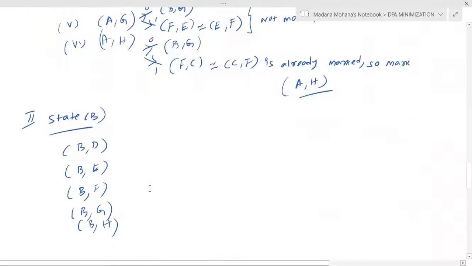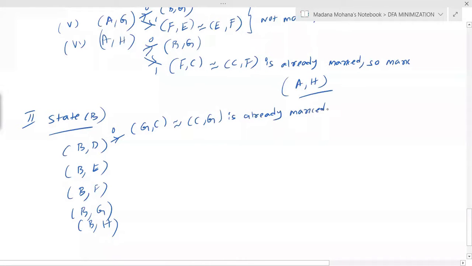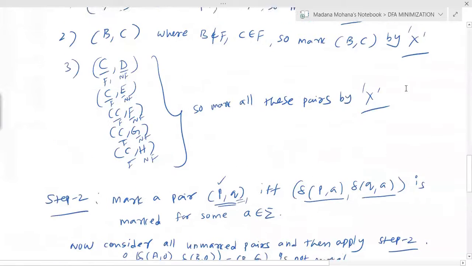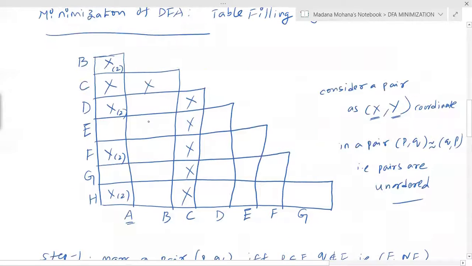Now you can find the transitions in a similar fashion. Here I am directly writing the transitions; later you can check. So BD on 0, you will get G comma C. But we don't have GC, but we have CG. C is final, G is non-final. This is already marked. So mark B comma D. Now you can mark B comma D here. So BD you can mark. This is also in the second step.